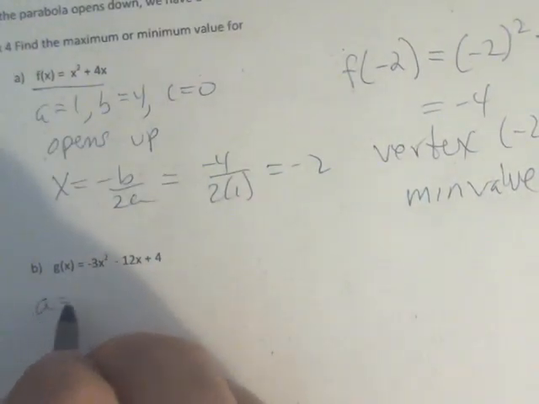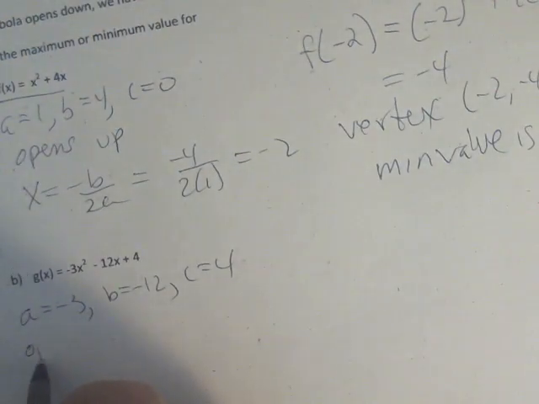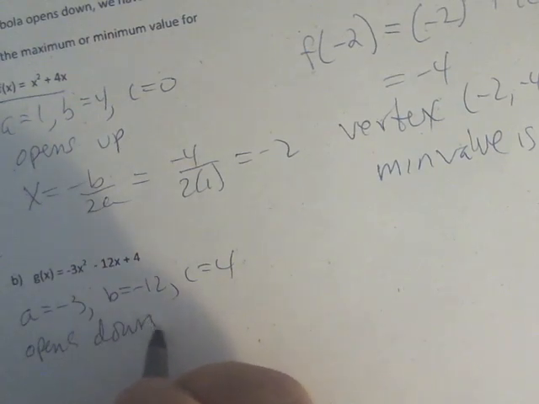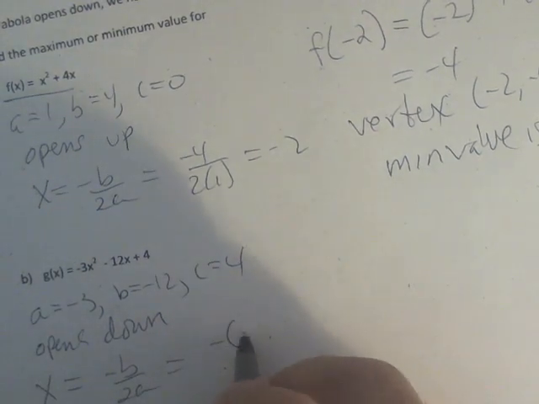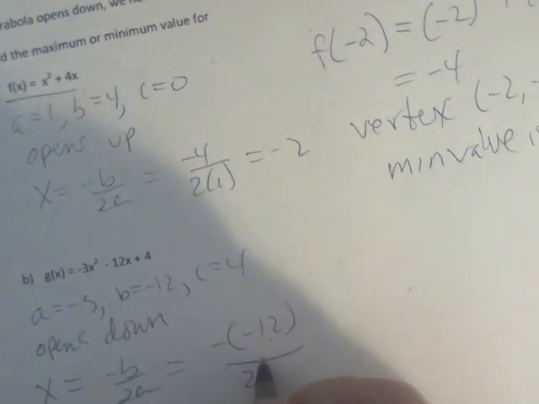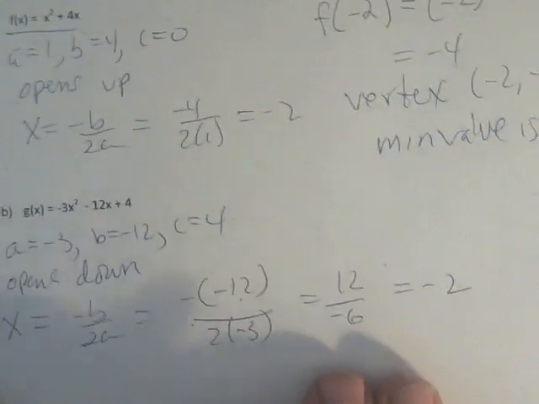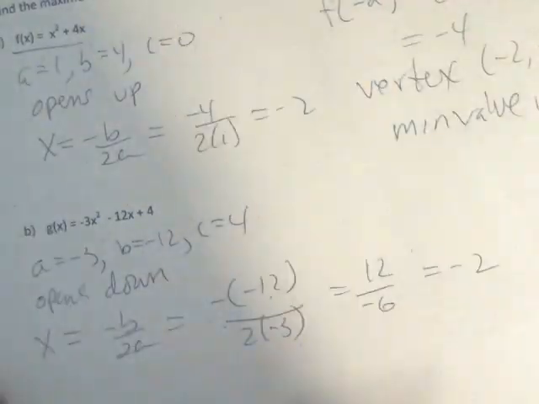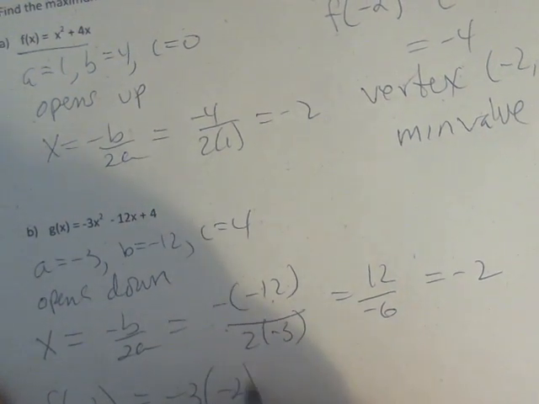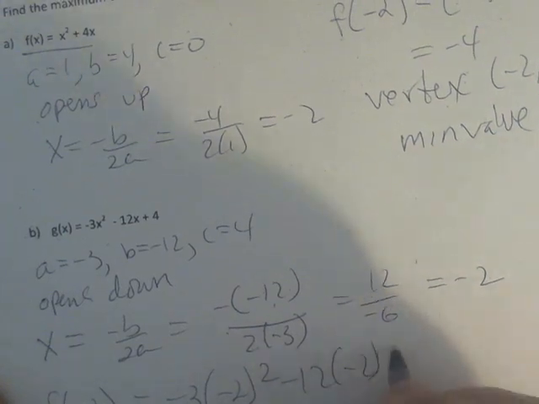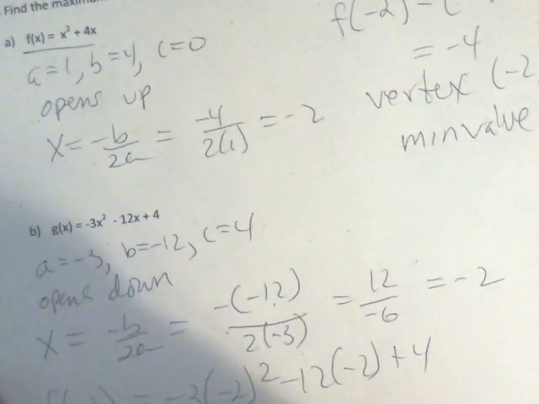So in this case, A is negative 3, B is negative 12, C is 4. Opens down, so we have a max value. So I'm going to find my vertex, minus B over 2A, minus negative 12 becomes positive 12, and my x-coordinate is negative 2. F of negative 2 is negative 3 times negative 2 squared. A lot of negatives here, so be careful.